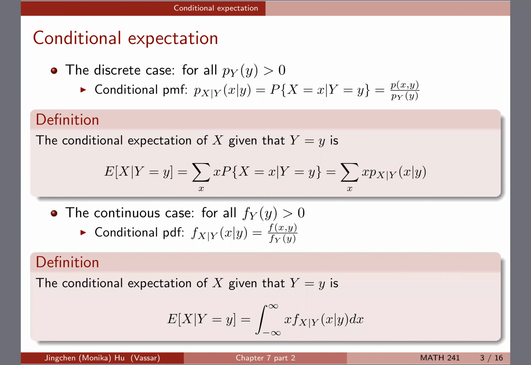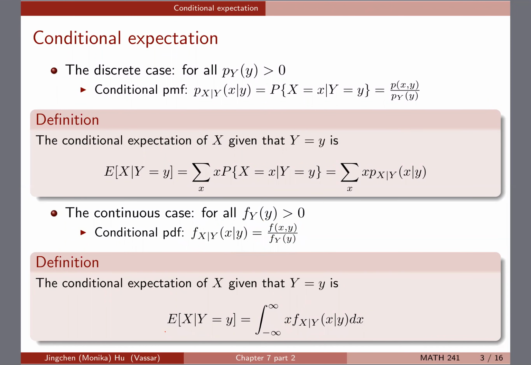Similarly, we define that for the continuous case, and make sure that we need to have the marginal density PDF of y greater than 0. So you have this conditional PDF defined to be the ratio of the joint over the marginal. And then the expectation of x given y will be the values of x multiplied with the conditional density, and then it's an integral with respect to x.